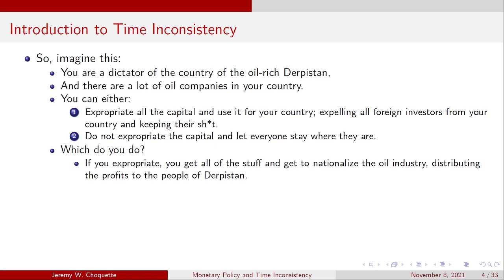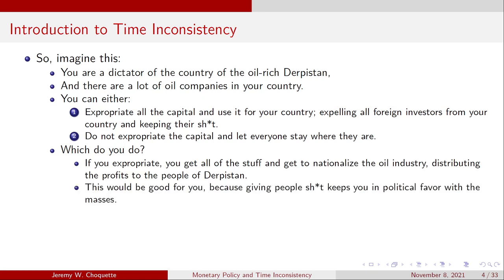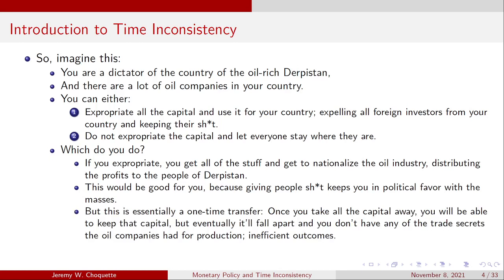Right? If you expropriate, well, you get all the stuff, nationalize the oil industry, and distribute the profits to the people of Turkestan. And as I had just said, this would be good for you because giving people stuff keeps you in political favor with the masses. We like that. Right? Anybody in political power generally wants to stay in political power. Why wouldn't you? That would be kind of dumb, right?